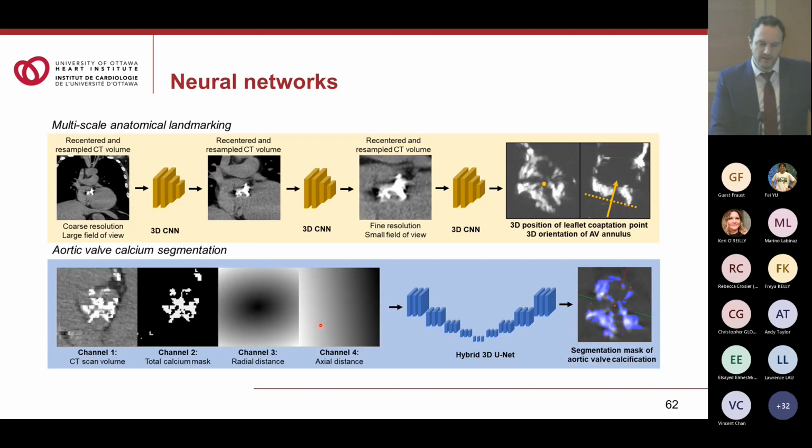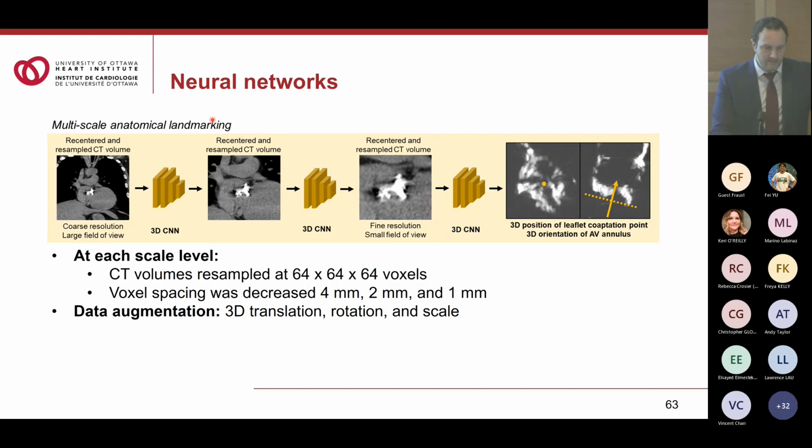So the algorithm we designed in collaboration with MITRE is really in two phases. And you'll recognize the initial phase because it's very similar to what we talked about for our planimetry project. In that phase of the algorithm, we really try to home in on the location of the valve and find its orientation. However, in this case, the CT scans were not contrast enhanced. So that's the big difference with our previous work.